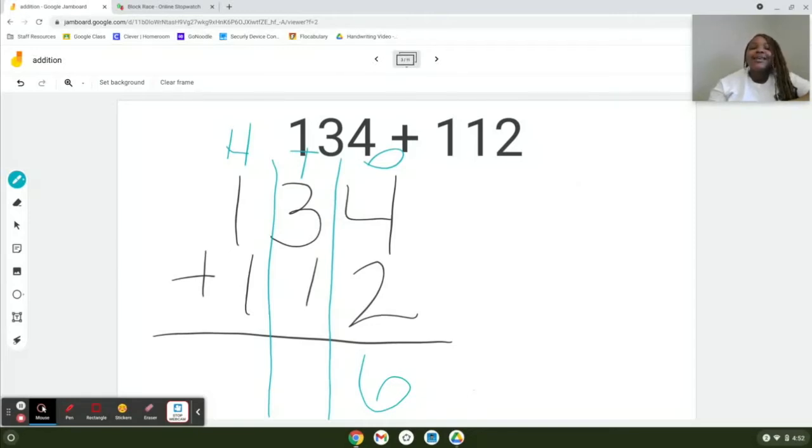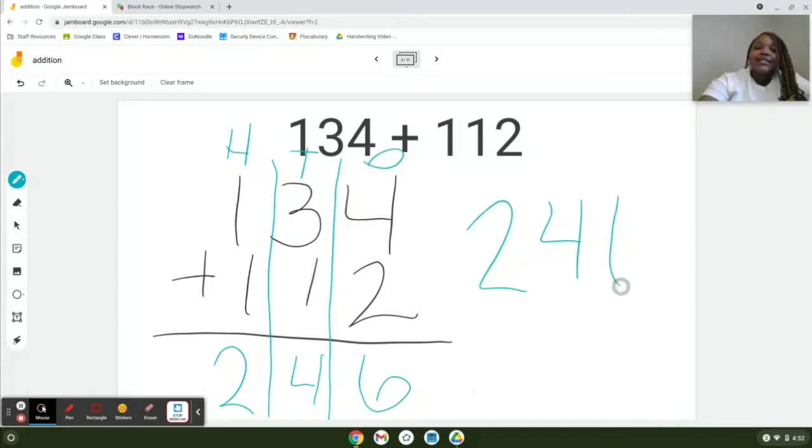Now look at your tens. We have 3 plus 1. What did you get for 3 plus 1? Right, 4. Good job. And lastly, 1 plus 1. What's 1 plus 1, everyone? 2. Good job. So our answer is 246. Pay attention to that tens digit because it might be another clue.